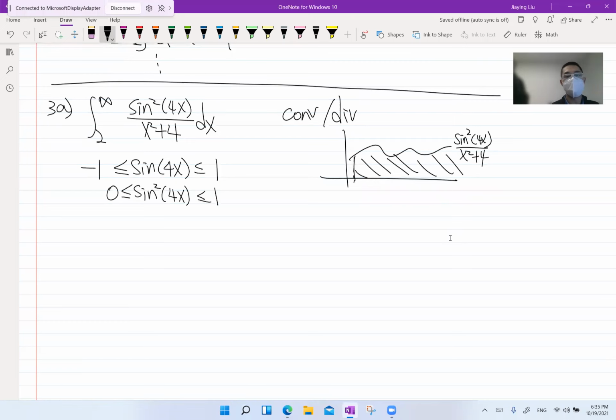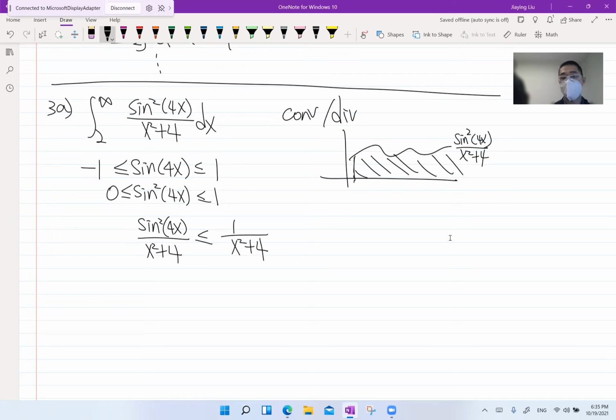But I want to know about sine squared 4x over x squared plus 4. So I'm going to take everything and divide by x squared plus 4. So basically now I have sine squared 4x over x squared plus 4. The function given is less than or equal to 1 over x squared plus 4.